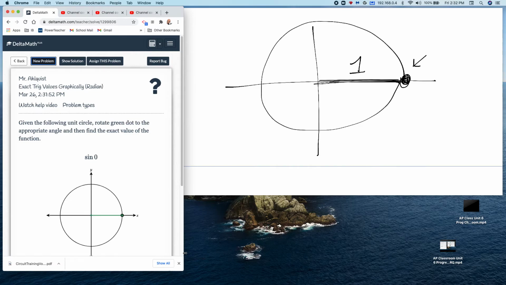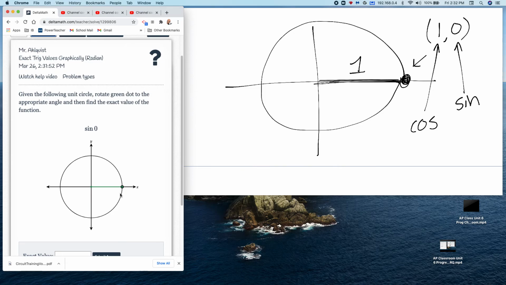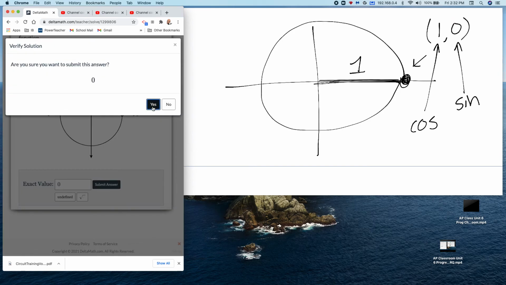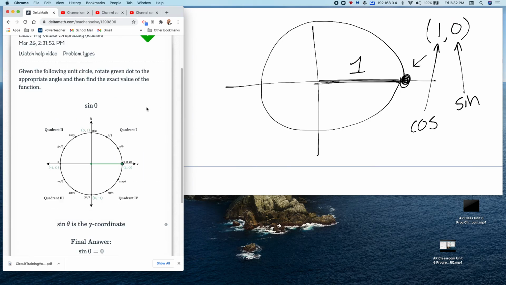Notice that point right there is the point 1, 0. We talked about it before. This is the sine. This is the cosine. So the sine of 0, we're not going to move it. The sine of 0 is just 0. And we're left right there.